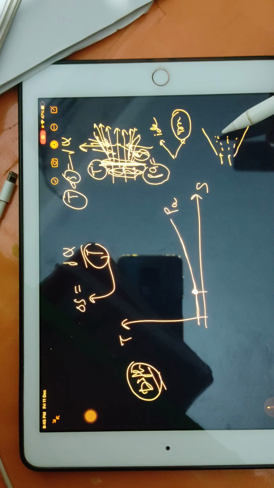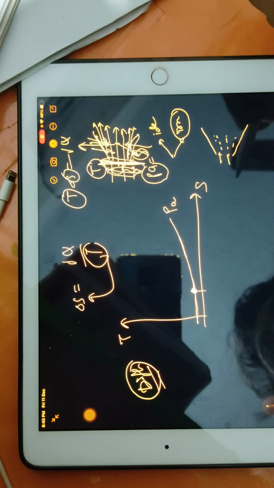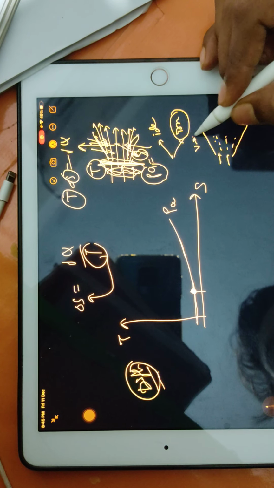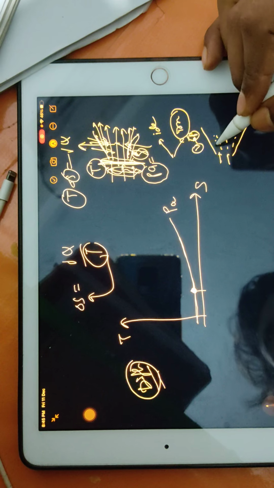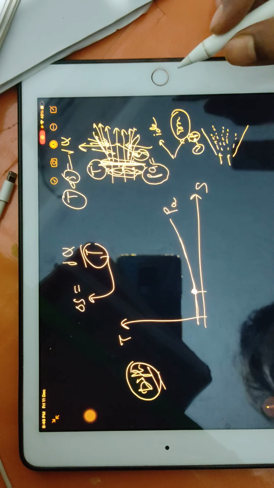And whenever air slows down, velocity changes. And static pressure will definitely increase. I am talking about static pressure, keep in mind, because I am connecting pressure with velocity. So when speed decreases, velocity decreases, static pressure will increase.